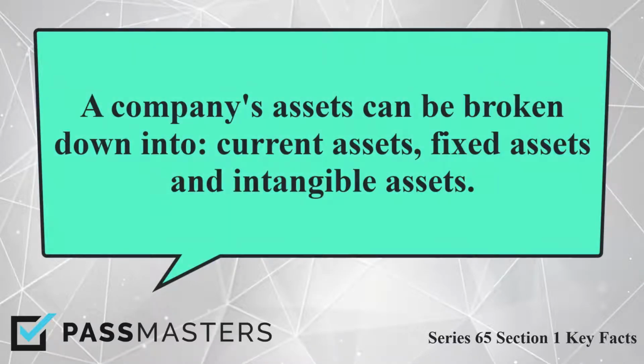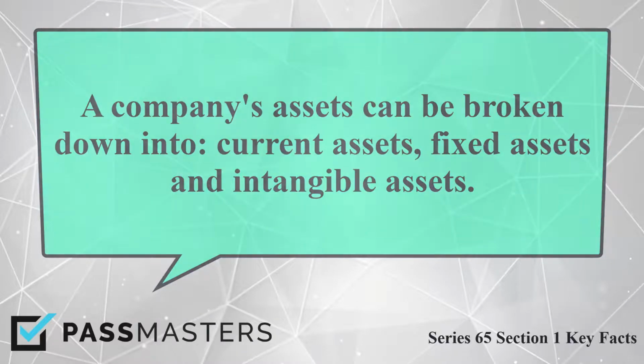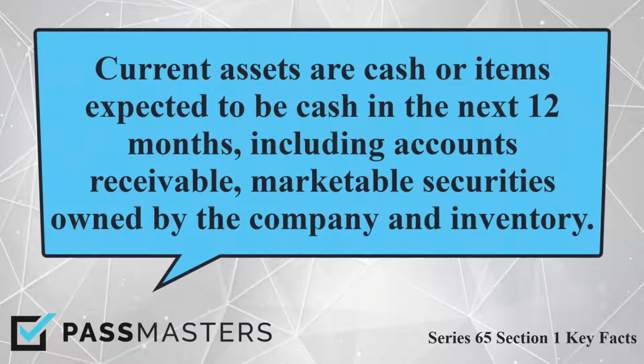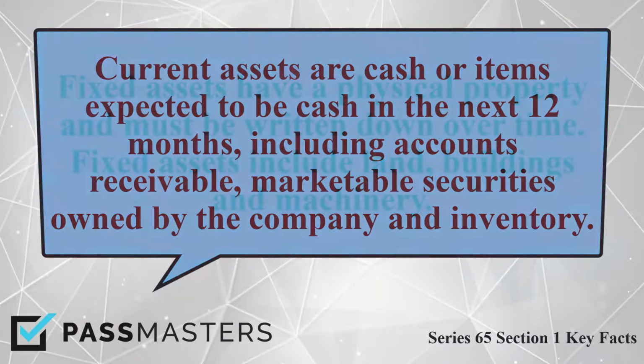A company's assets can be broken down into current assets, fixed assets, and intangible assets. Current assets are cash or items expected to be cash in the next 12 months, including accounts receivable, marketable securities owned by the company, and inventory.